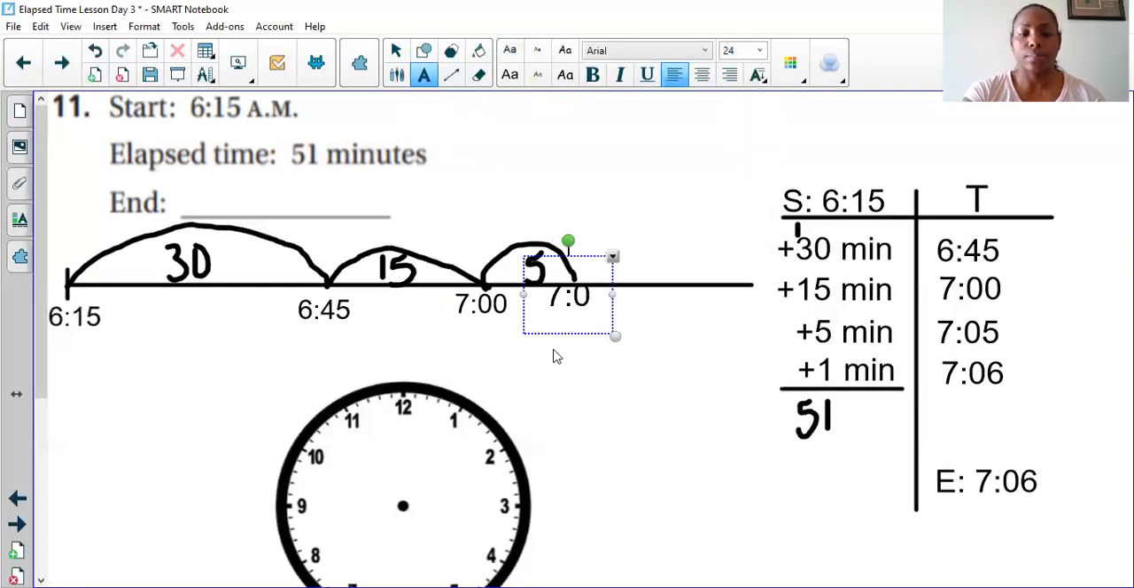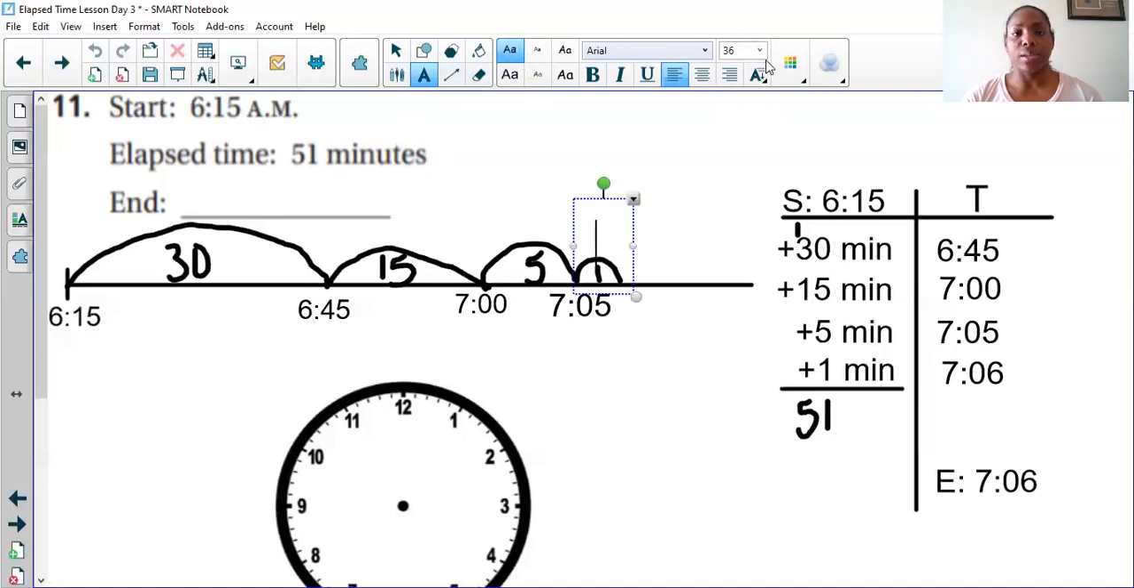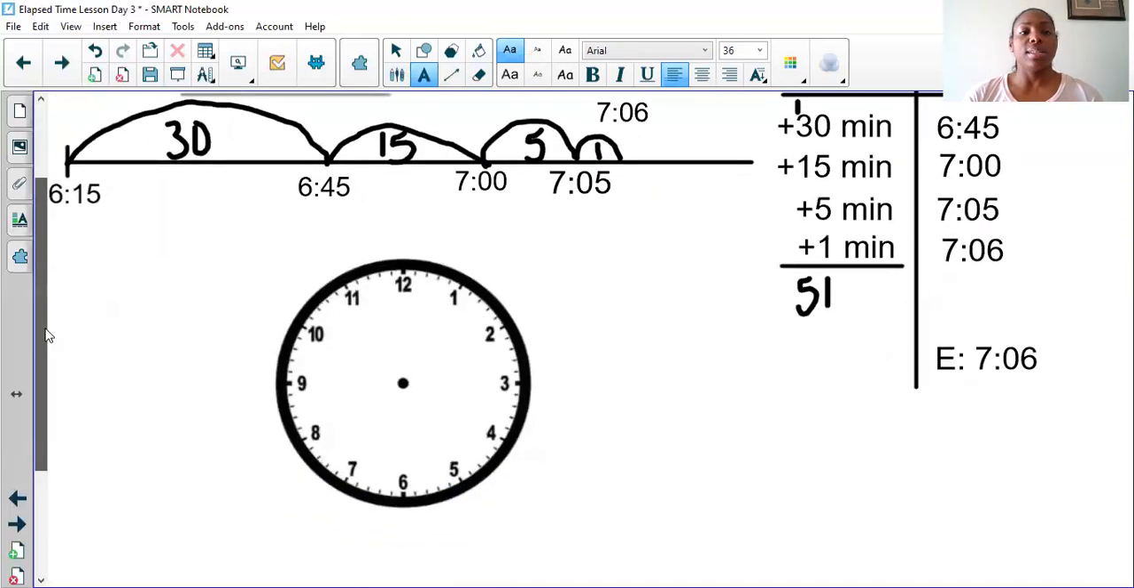And then I know, so far, I've only done 50 minutes. I need to make one more jump. Nice little jump right there. My nice little jump of 1 minute, and that's going to bring me, and I'll put my time at the top to make it just a little bit easier to read, of 7:06. So there we have it. 7:06 is the time that we were getting to from 6:15, because we did 51 minutes of jumps, pretty much. So let's take a look right here.